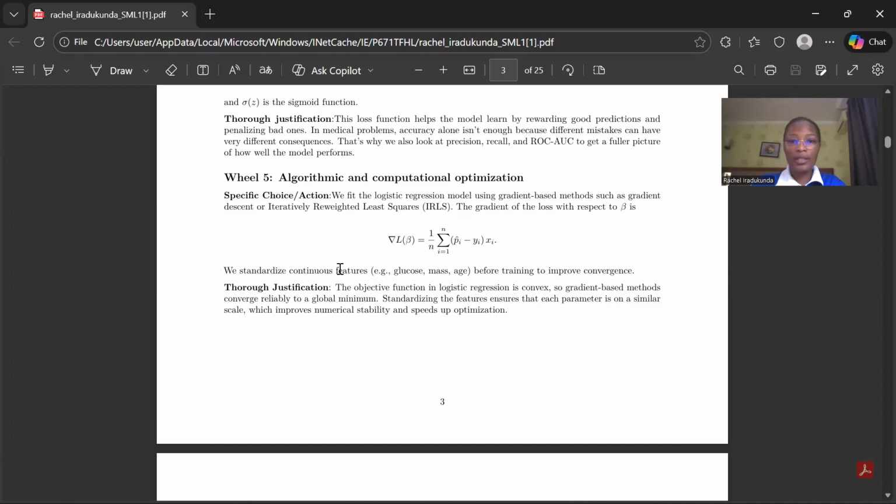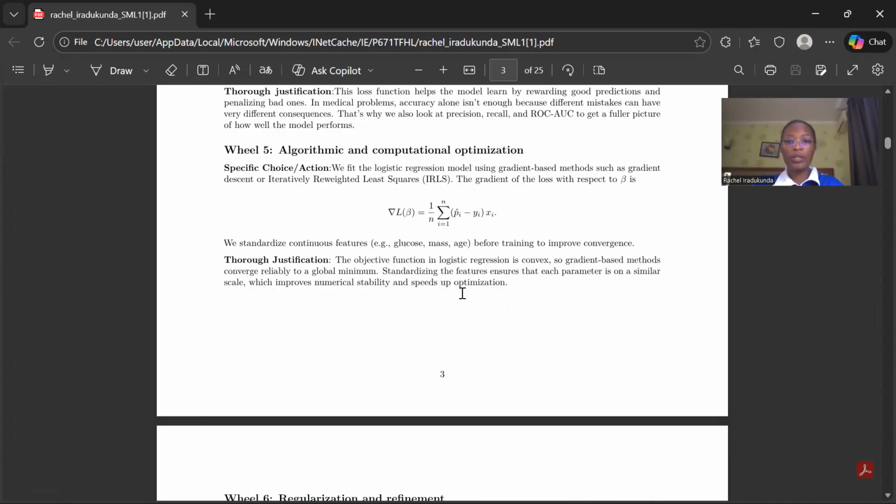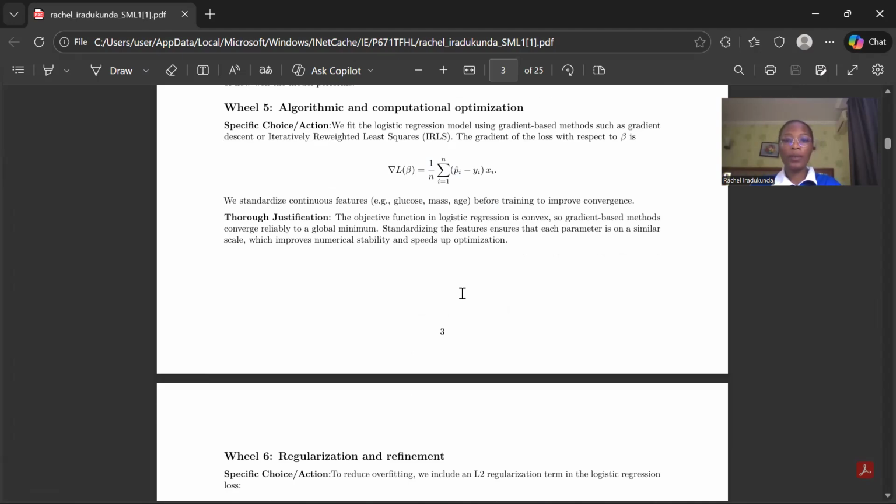Number 5 is the algorithmic rule. Here on algorithmic, after fitting the logistic model, we use a gradient-based method. This is the gradient-based method. You see this, the derivative. That's the derivative of the loss function. It is the same as the gradient of the loss function. The objective of this one is to minimize the loss and standardize the features.